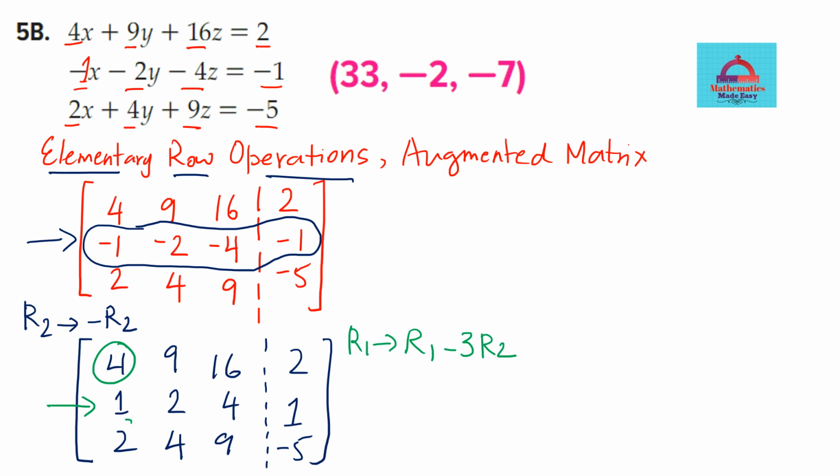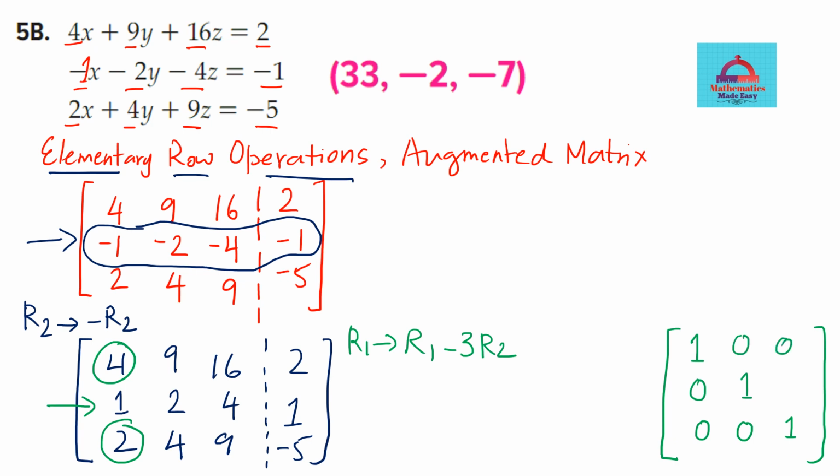Similarly, I want to make this also 0 because I want identity matrix. I hope you remember, I will write here in the corner that identity matrix has 1 in the diagonal and remaining all numbers not in the diagonal are 0. So we want this.